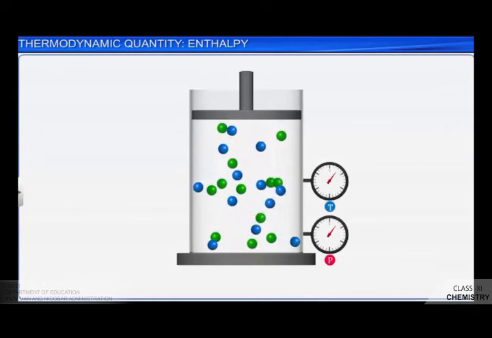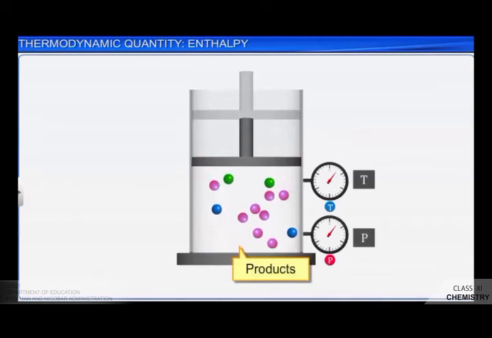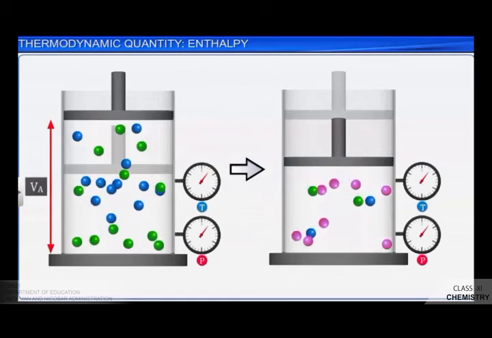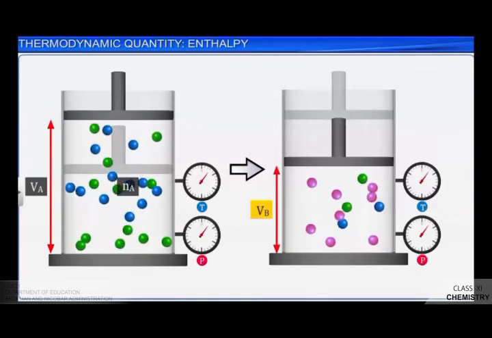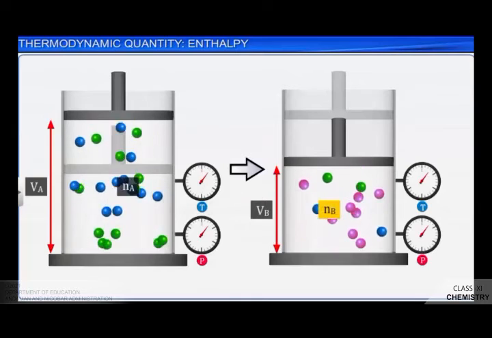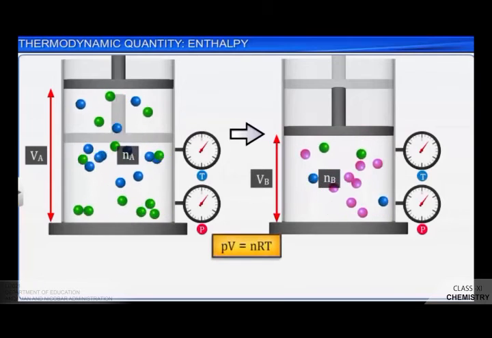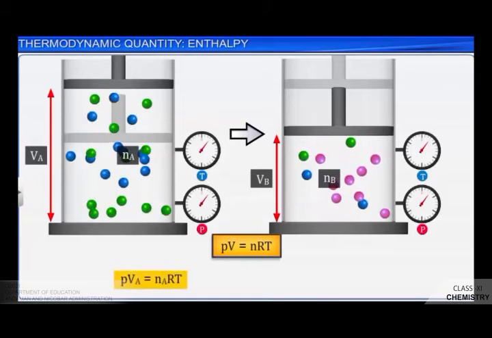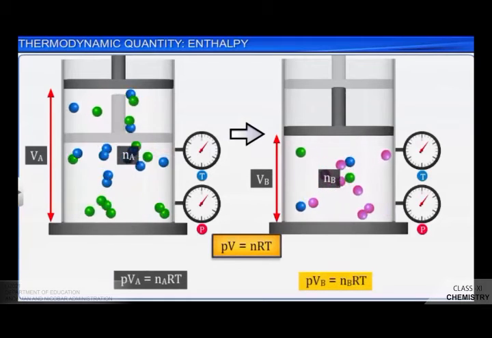Let's consider a chemical reaction occurring at constant temperature, T, and constant pressure, P. Now, let's say that the volume of the reactants is VA and the number of moles in the reactants is NA. Similarly, the volume of the products is VB and the number of moles in the products is NB. We know that according to the ideal gas equation, PV equals nRT. Thus, for the reactants, PVA equals NART, and for the products, PVB equals NBRT.